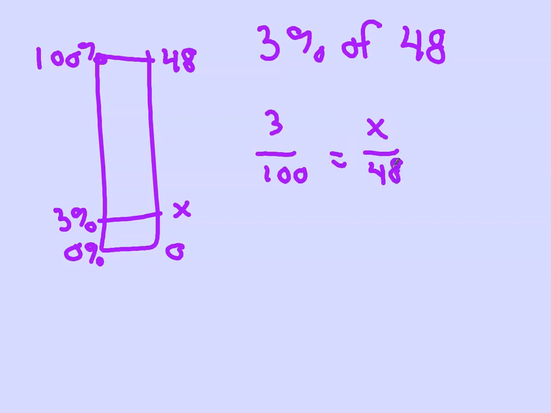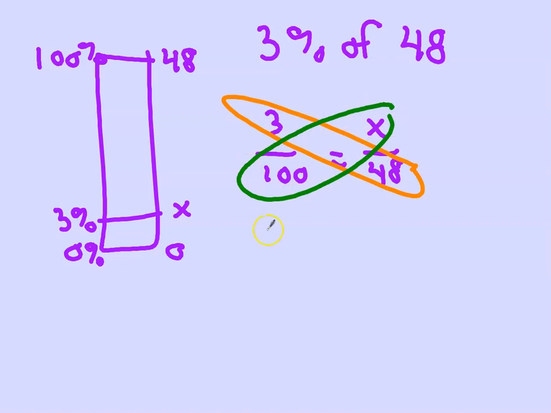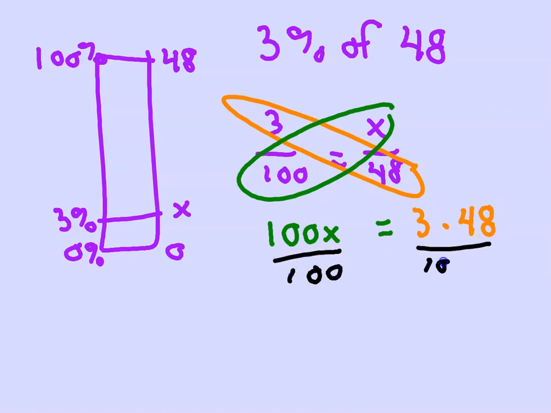You hopefully remember that when you multiply across this way, you get the same thing as when you multiply across this way. So we'll write those. 100 times x is what you get multiplying across this way, and 3 times 48 is what you get when you multiply across this way. Okay? And then you divide by 100. So let's divide off 100 here. Okay? And you got your answer.